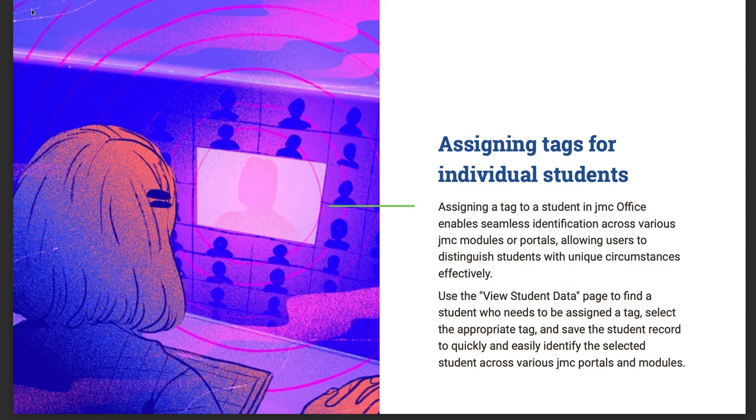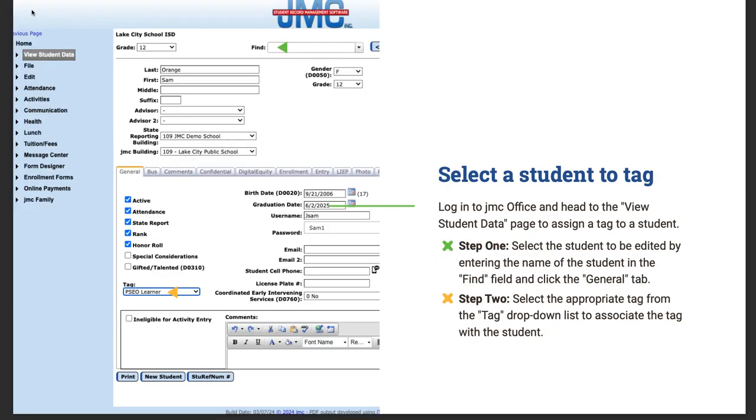Use the View Student Data page to find a student who needs to be assigned a tag, select the appropriate tag, and save the student record to quickly and easily identify the selected student across various JMC portals and modules. Log into JMC Office and head to the View Student Data page to assign a tag to a student.